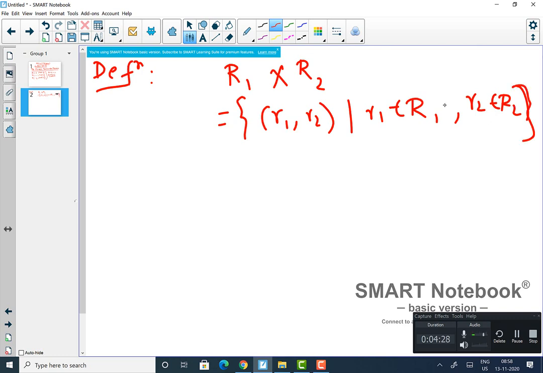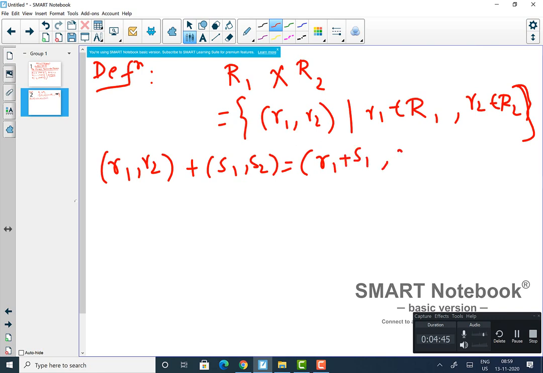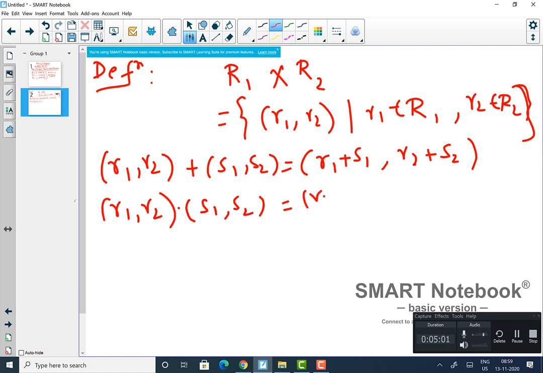And what are the operations? We define the operations plus and dot. How do you define plus? (r1, r2) plus (s1, s2) is componentwise: (r1 plus s1, r2 plus s2). Similarly, dot is also componentwise. That means (r1, r2) times (s1, s2) is (r1 s1, r2 s2), where each is a product inside the respective ring. Now you check that with these two operations this forms a ring, and this is called the direct product of R1 and R2.